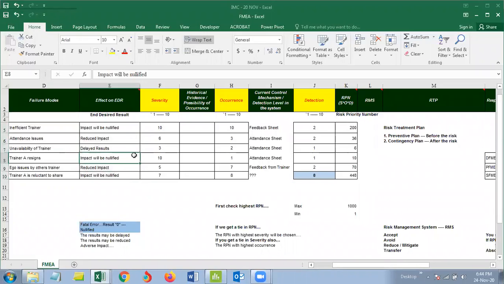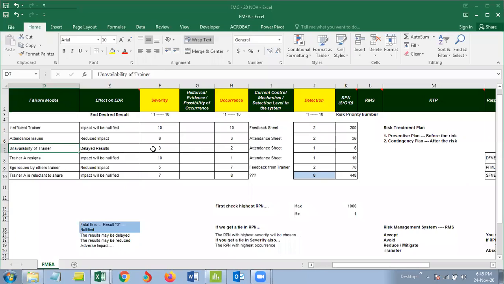Absolutely, the impact is nullified. Trainer A resigns. That is absolutely severe. The master trainer is not effective, so the impact will be nullified, absolutely high. Something like unavailability of the trainer: practically this person is not present today, we'll take the training tomorrow. So probably I'll get a delay, but it's not that bad. Say we have 10 training sessions, and 2 or 3 sessions got postponed.